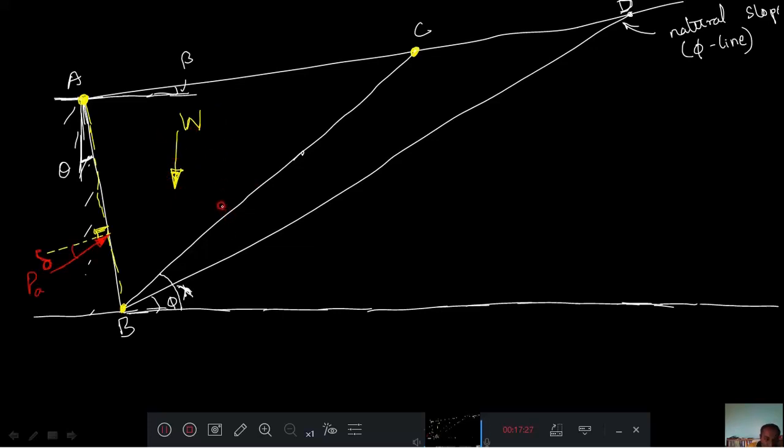Therefore, there will be one force, another force here. That force is called the R force. Just like in a wall, soil and wall, there was an angle, delta, the wall friction angle. Like that here, soil to soil, the angle is your phi angle. This is your phi angle, and this is your reaction R.